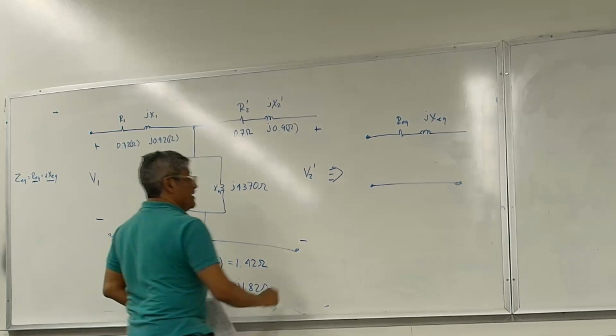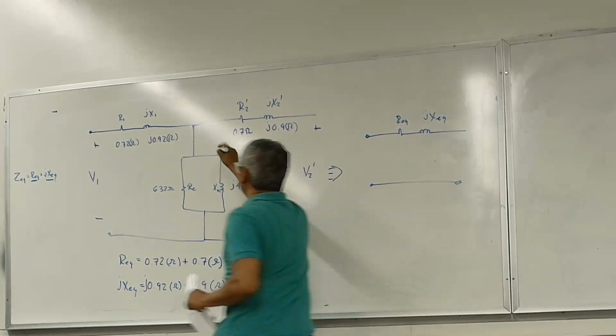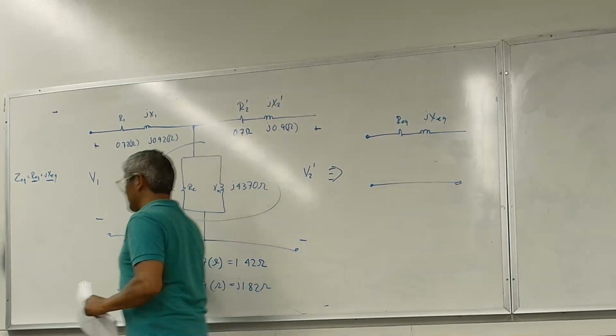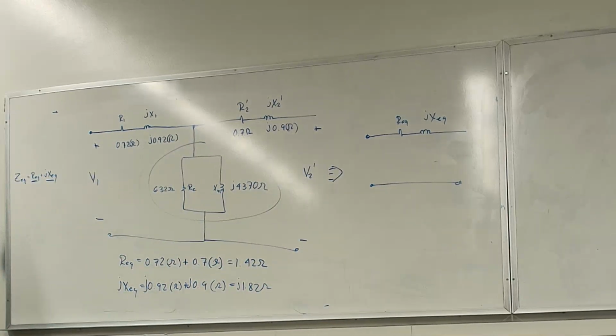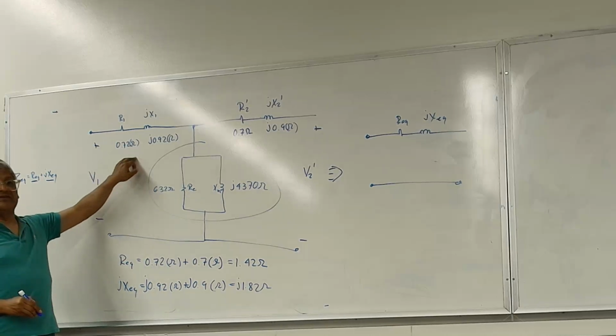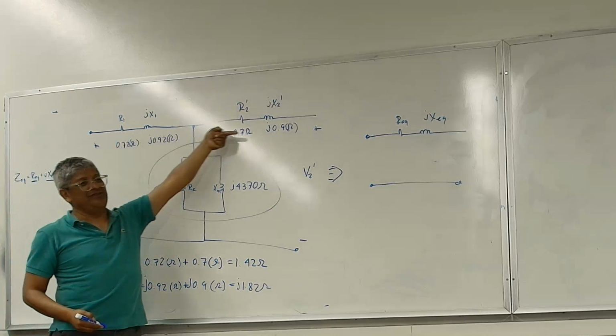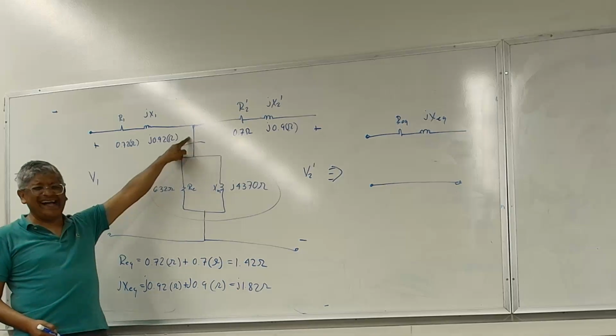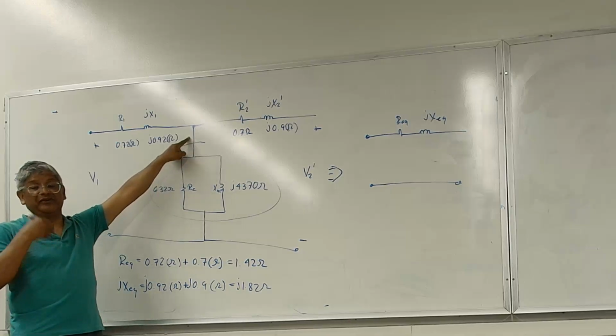So my transformer model, I'm gonna ignore the magnetizing branch. You see how large the impedance on the magnetizing branch is in comparison to this? So most of the current is gonna flow this direction. It's gonna be a tiny magnetizing current.